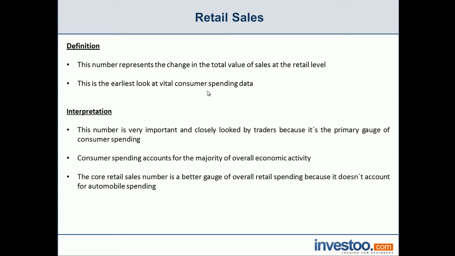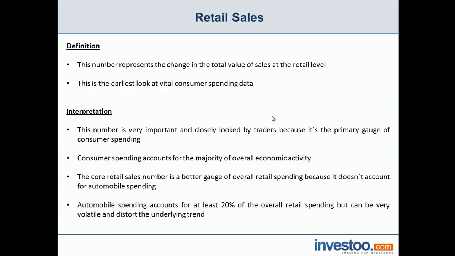Now, the difference between retail sales and core retail sales is this. Core retail sales is a better gauge of the overall retail spending because it doesn't account for automobile spending. And the reason is that even though automobile spending accounts for at least 20% of the overall retail spending, automobiles are very highly priced goods, and they are not as renewable as the daily consumer goods that the core retail sales accounts for. Because of that, it can be very volatile and distort the underlying trend.